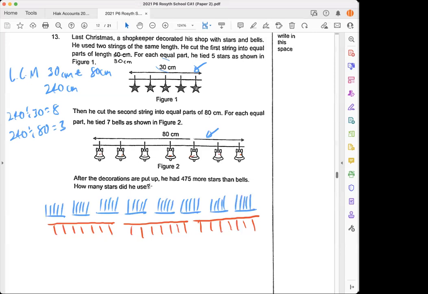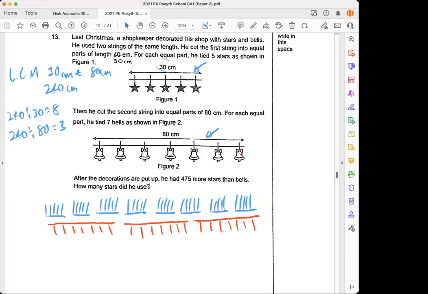So the top is the star strings. The minimum number of star strings in one group is 8, and in each star string there are 5 stars. The minimum number of bell strings in one group is 3 bell strings, and each bell string has 7 bells.